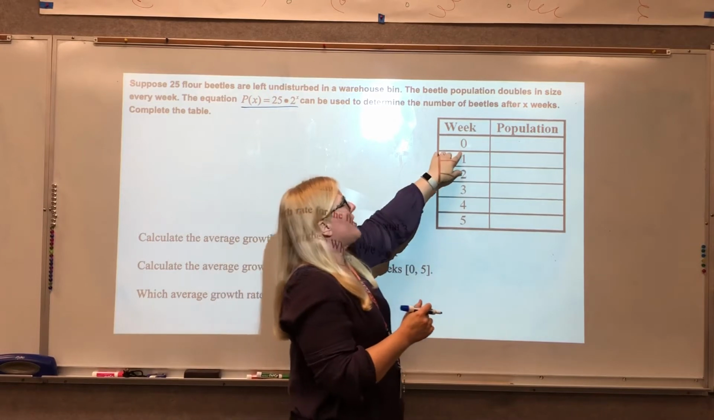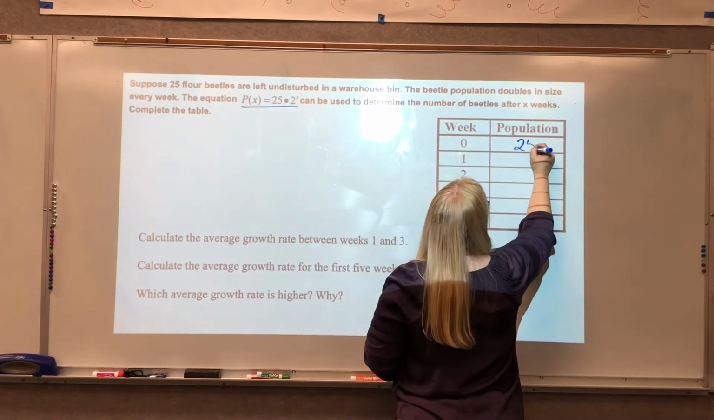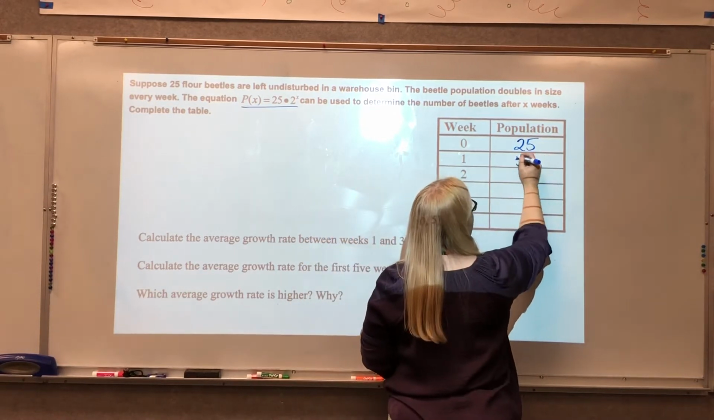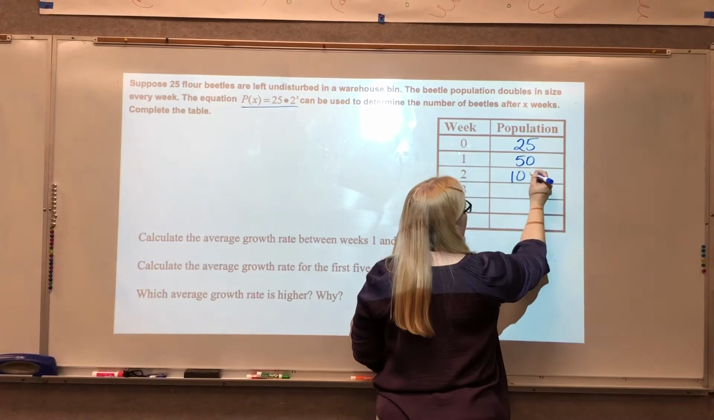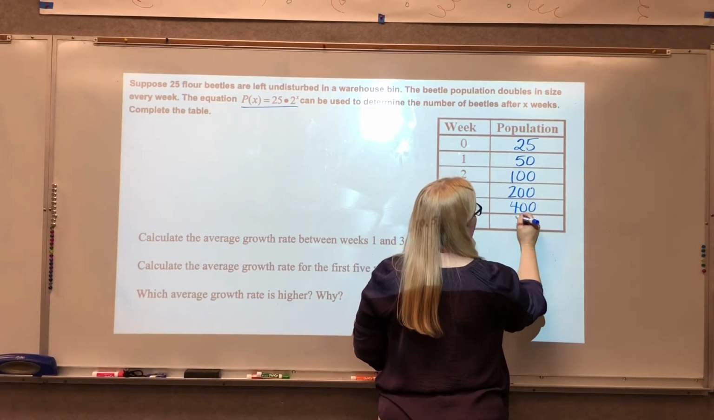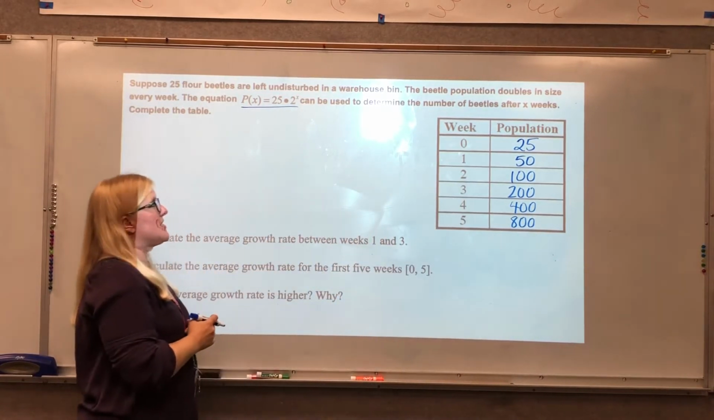First of all, at week 0, we're starting off with 25 flower beetles, that's what it says, and it doubles every week. So 25 doubled is 50, 50 doubled is 100, then we have 200, then 400, then 800. That was pretty easy.